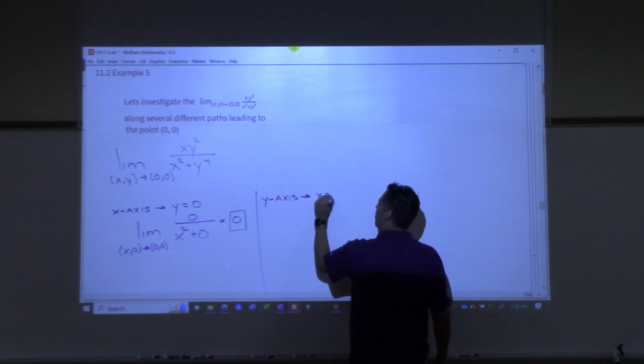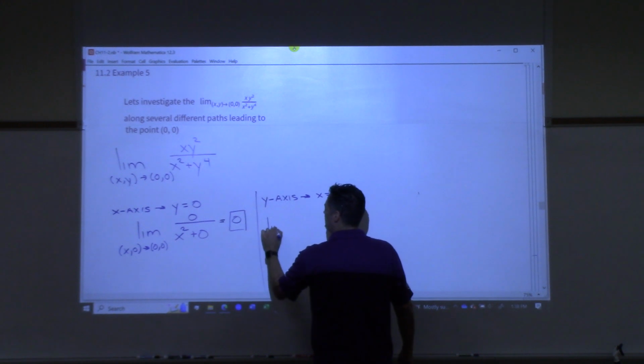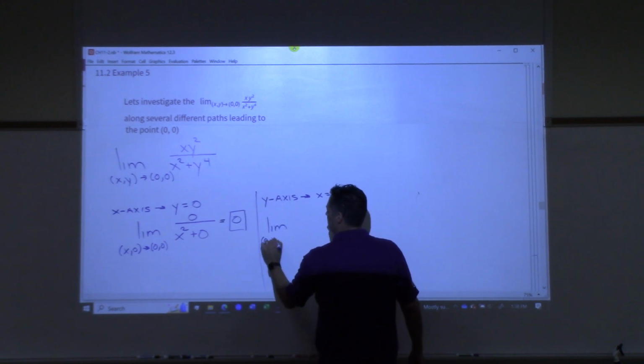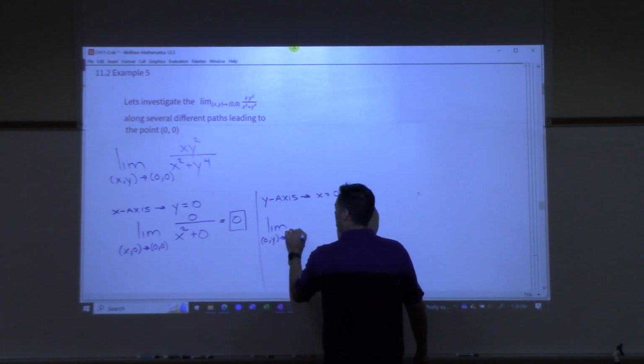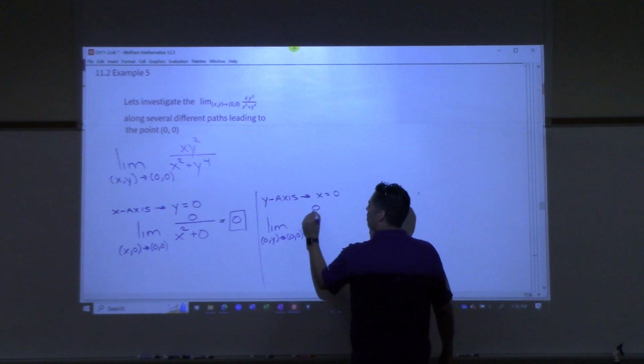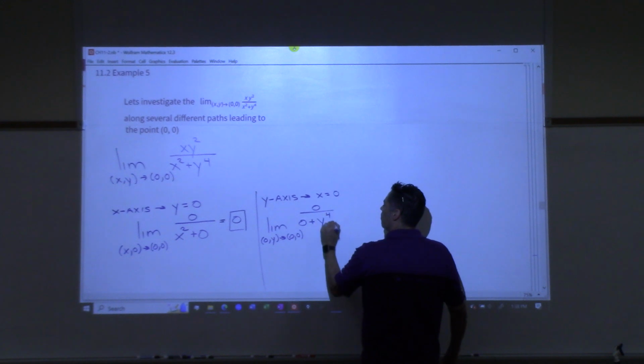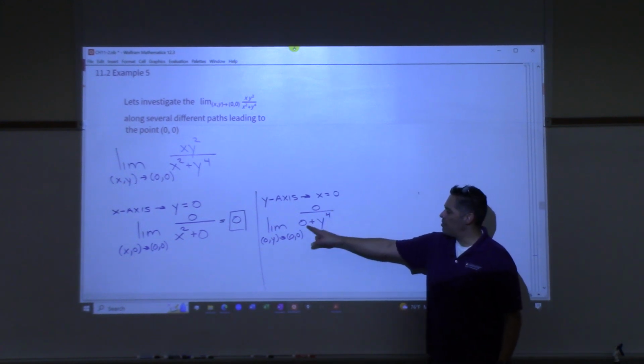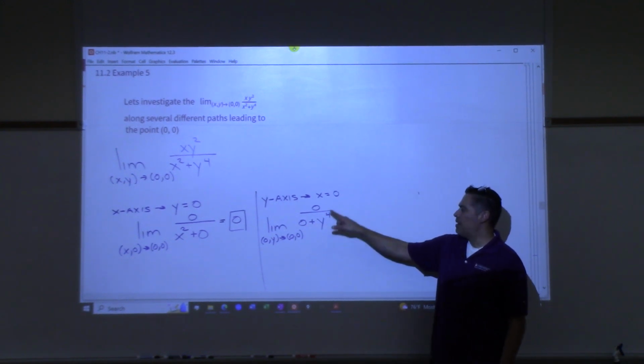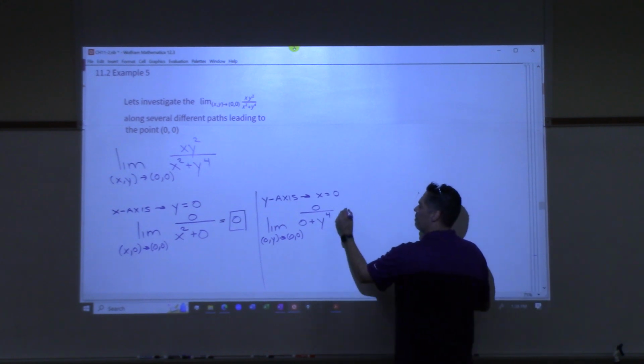So x is going to be 0 here. And if I do that, I believe we get the same result. Right? 0 over, well, the same answer. It doesn't look exactly the same, but we get that instead. We get 0 over 0 plus y to the 4th. And because the top is exactly the number 0, we get 0.